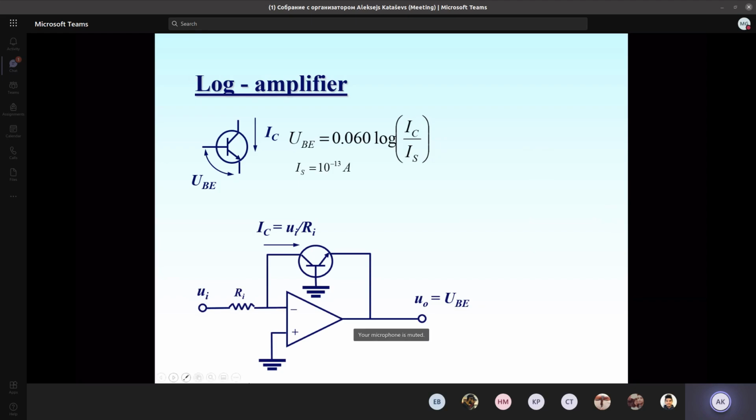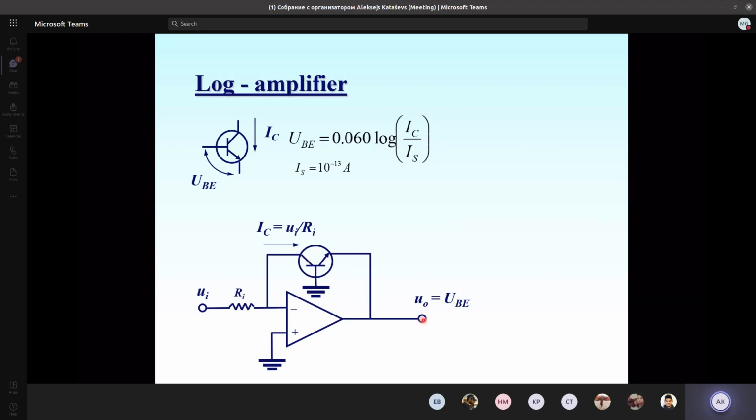Let's consider we have some positive voltage. The positive voltage, for positive current, will be applied to this inverting input. It means that the output should be negative. If the output is negative, a base emitter current flows through the transistor, so the transistor will be open, and the current which flows through the resistor Ri will flow through the transistor collector too.